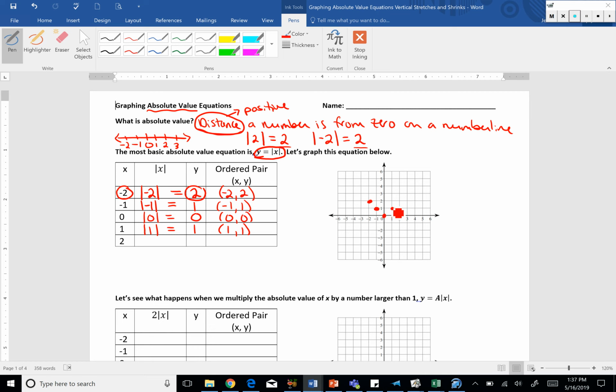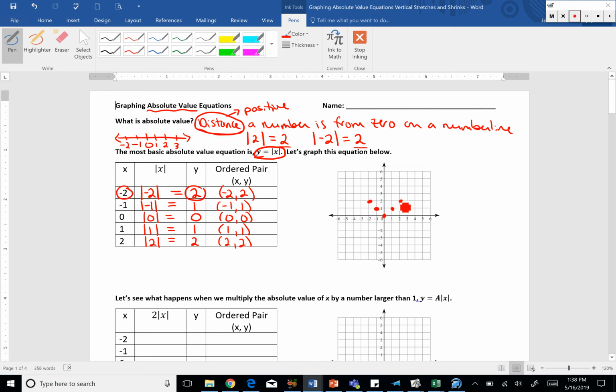Let's do the same thing with 2. Absolute value of 2 is just 2. Notice all my y values, guys, they're all positive. Because when I take the absolute value, I get a positive result because it's a distance. So 2, 2 is right there.